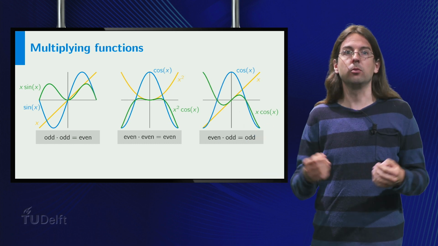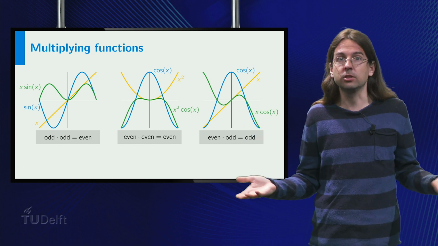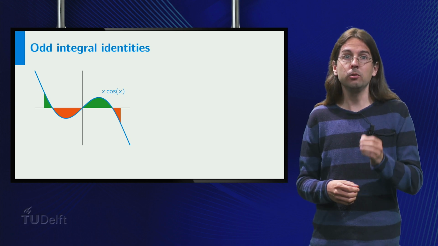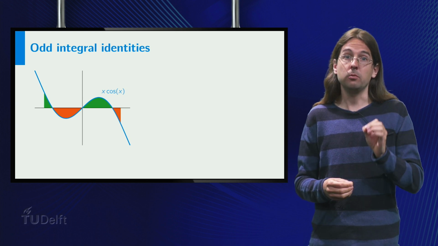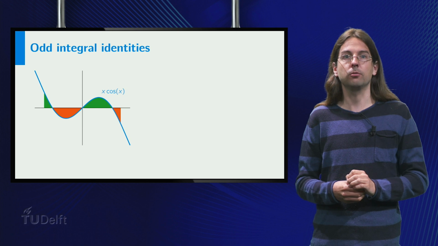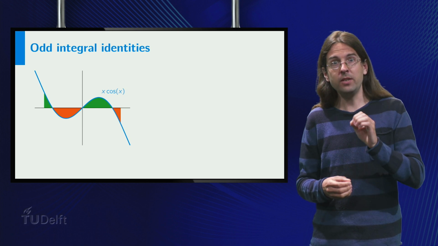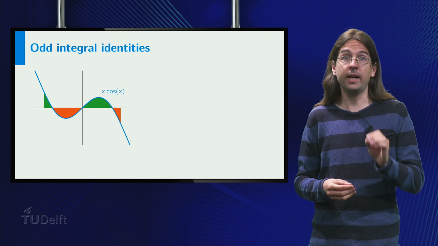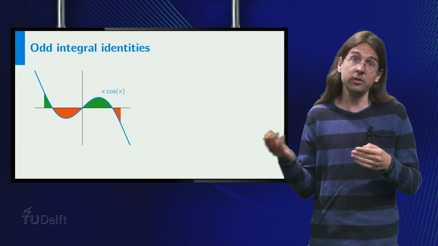So, what is the use of all these even and odd functions? One of the nice things is that you can use the symmetry of the function to aid with calculating certain integrals. This is best illustrated for odd functions. Consider the integral of x times cosine x between -2 and 2.